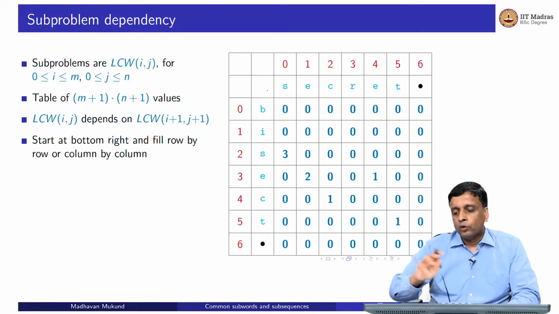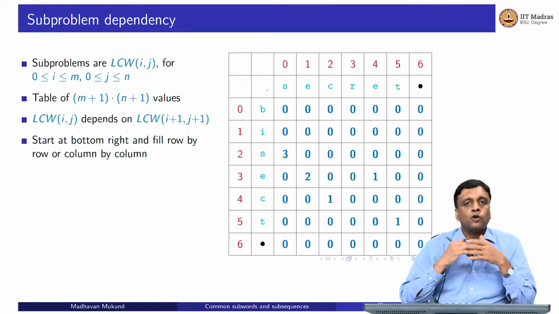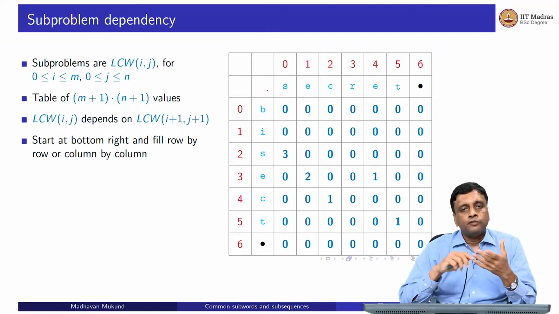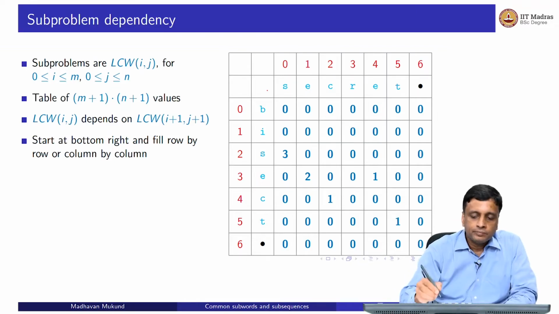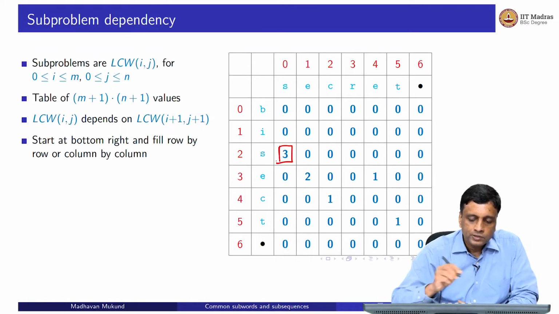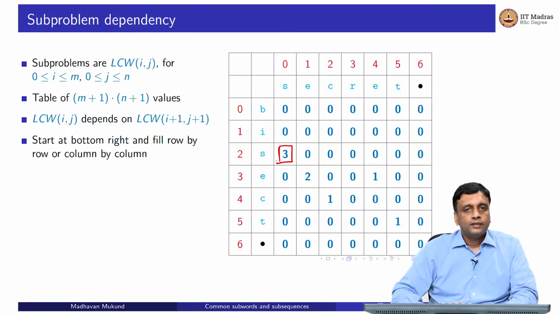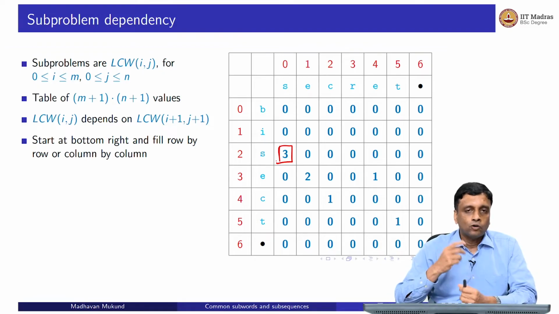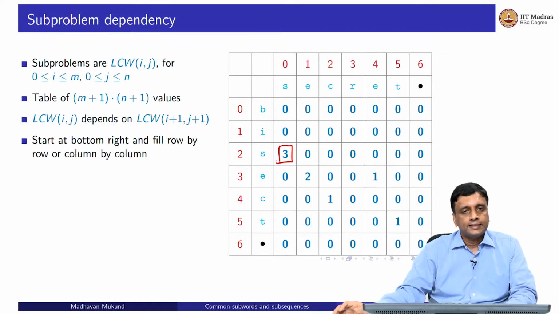So basically I have to look at this thing and remember what is the longest common subword. It is the i, j for which this value I have calculated is maximum. So in this case, this happens to be the maximum. So the answer is actually 3. So it says that the longest common subword between bisect and secret is of length 3, which we had also done by inspection. It is the word SEC.